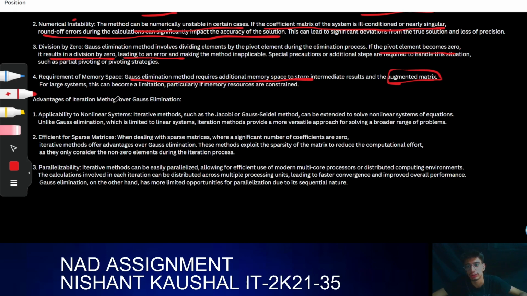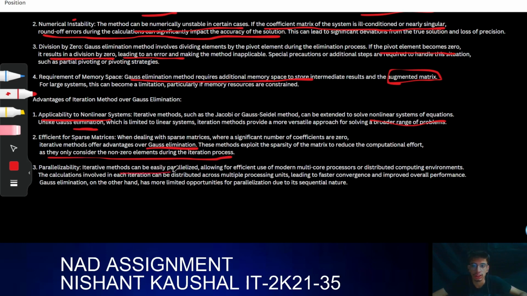So now the advantages of the iterative method over Gauss elimination method. First is applicability. Iterative methods such as Gauss-Jacobi and Gauss-Seidel method can be extended to solve a non-linear system of equations, unlike Gauss elimination method. Efficient for sparse matrix. When dealing with a sparse matrix, where a significant number of coefficients are zero, iterative methods offer an advantage over Gauss elimination. These methods exploit the sparsity of the matrix and reduce the computational effort as they only consider non-zero elements during the iterative process.